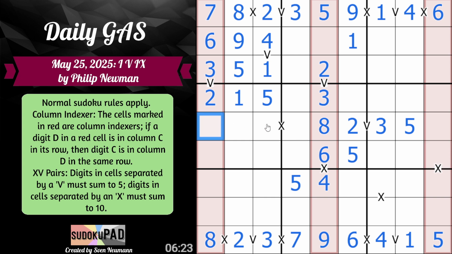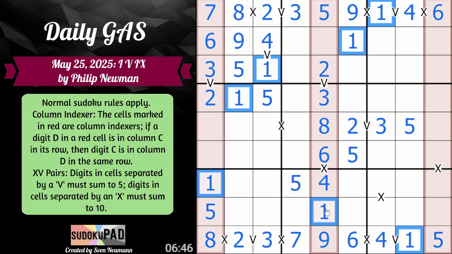No, I actually don't. I don't know. But this is a 4-9 pair. Why that helps us is because it leaves us with 1, 5. Okay, actually that 1 indexes to itself, and 5 here tells us 5 is in the first position. There we go.